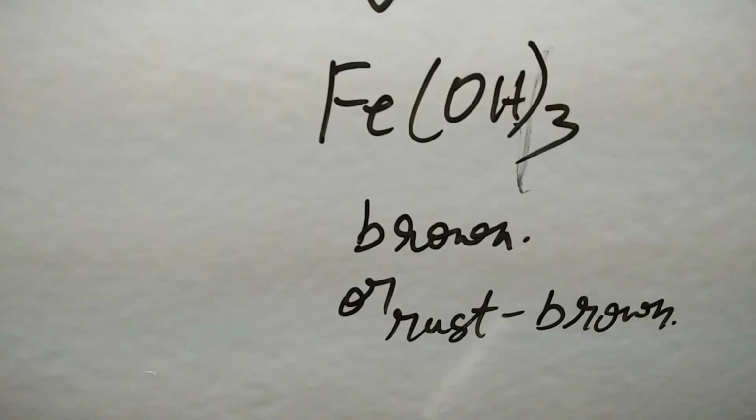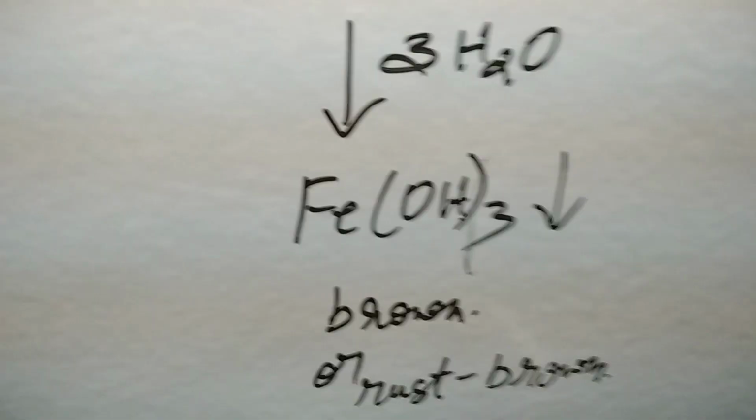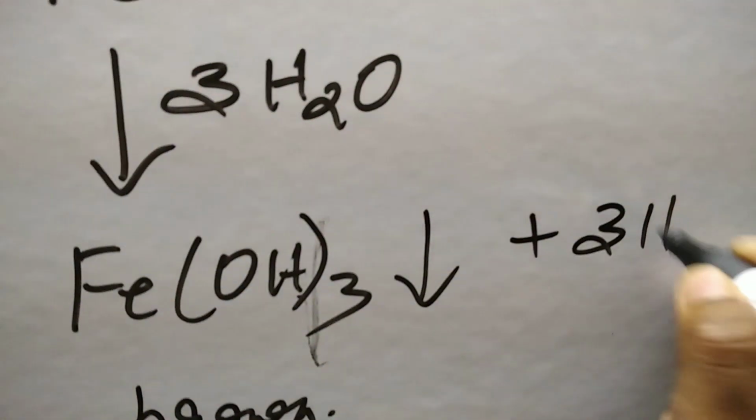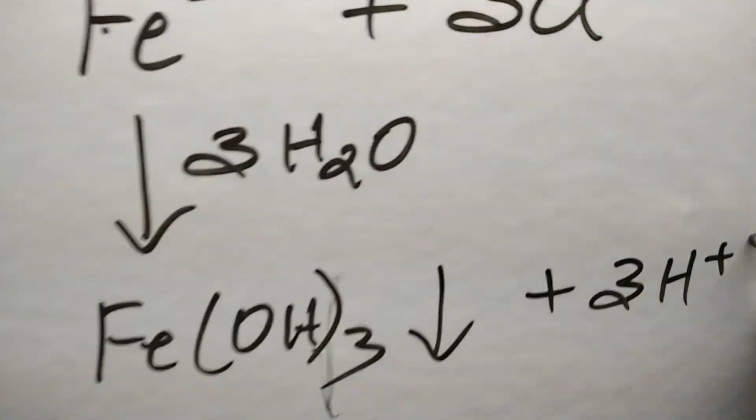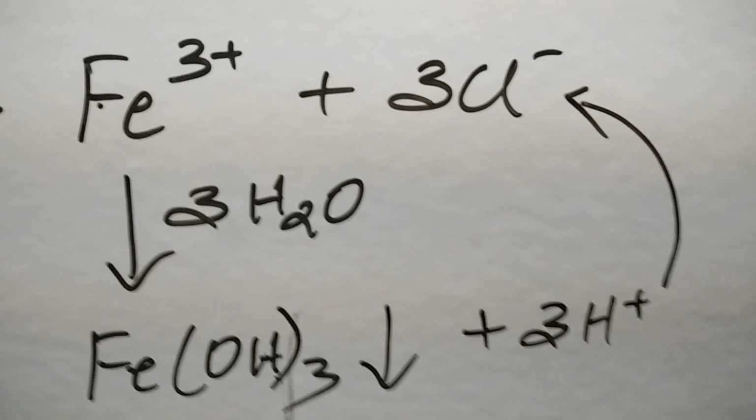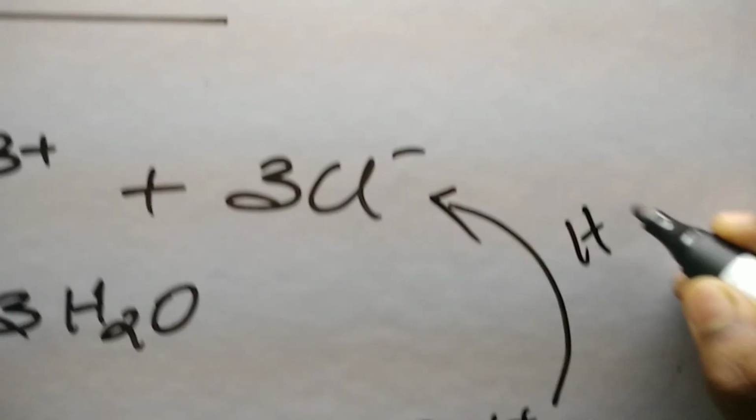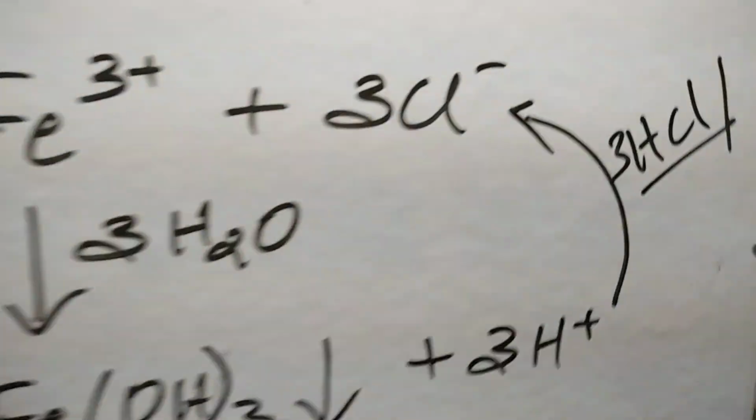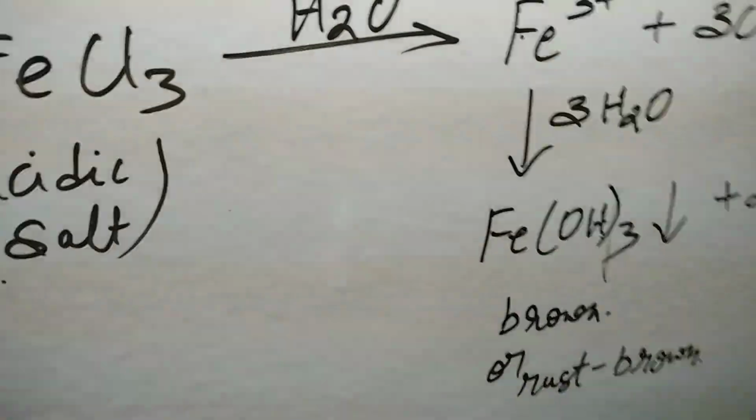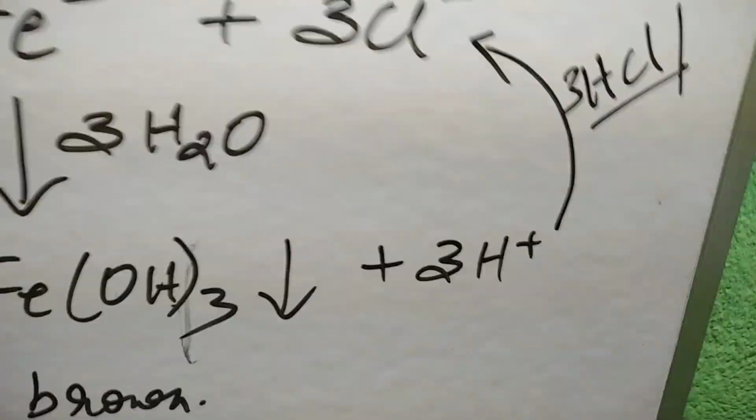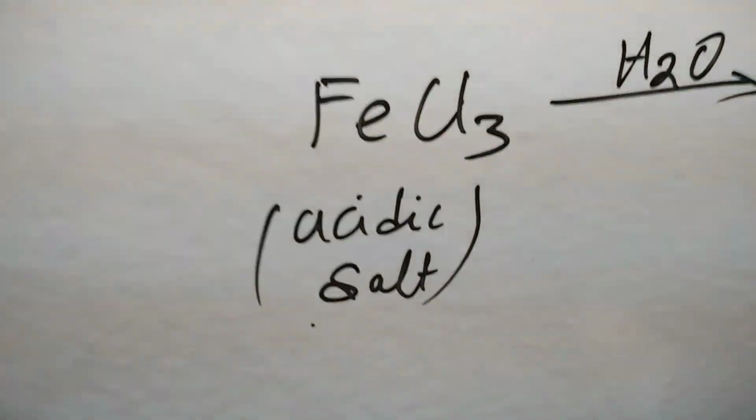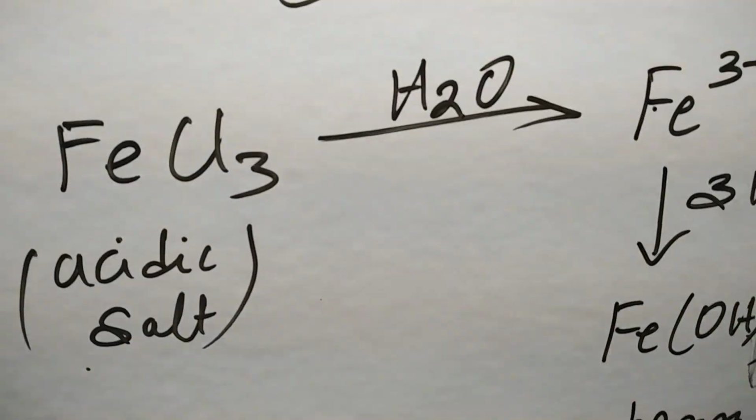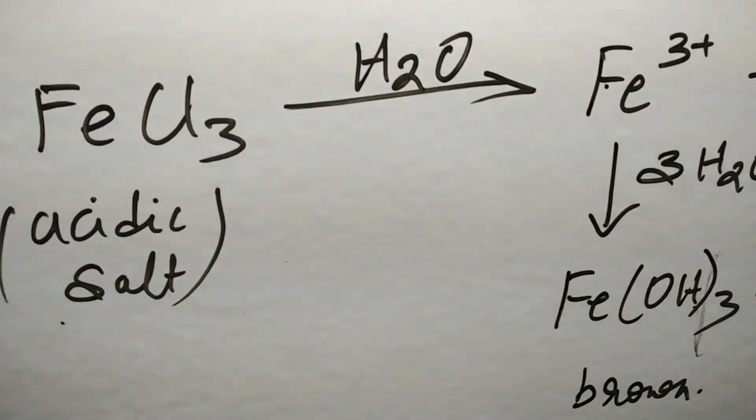Okay students, it's precipitated and 3H plus is released. This 3H plus takes 3 Cl minus and forms 3 moles of HCl. See, this is a weak base, and this is a strong acid. That's why when this weak base reacts with strong acid, it forms an acidic salt, that is FeCl3. Okay students, understand? Now let's see another example.